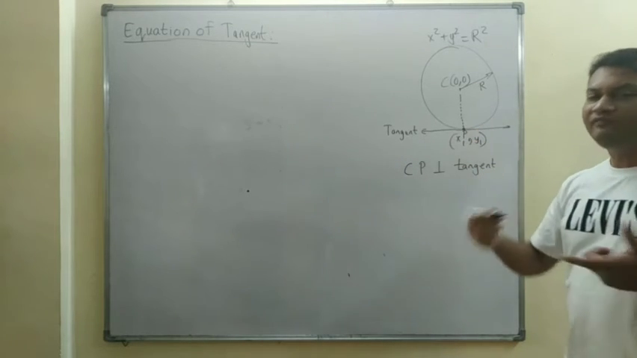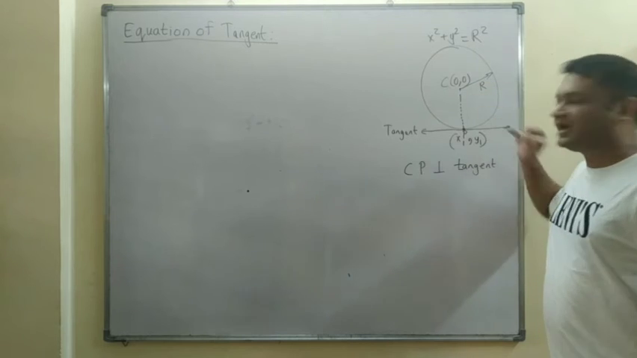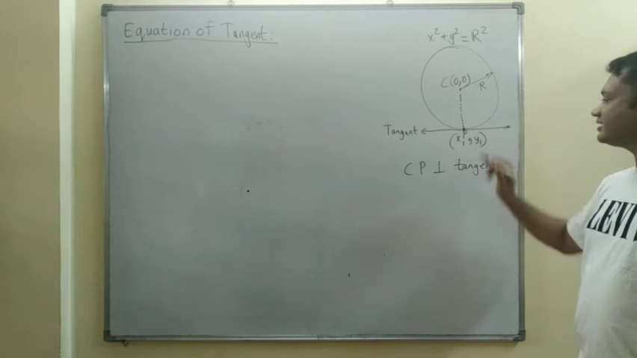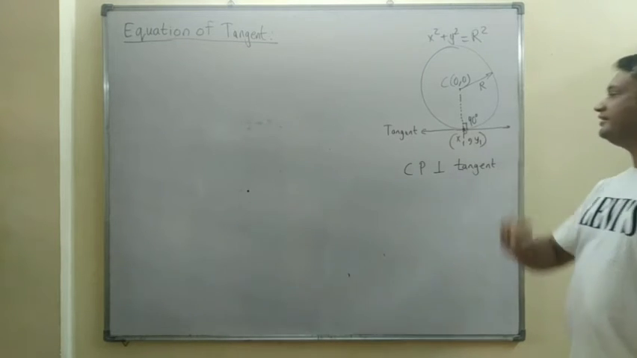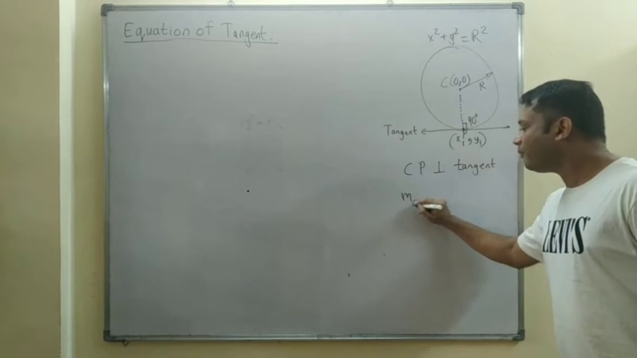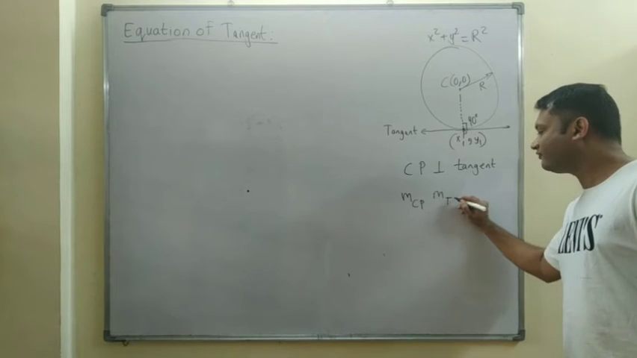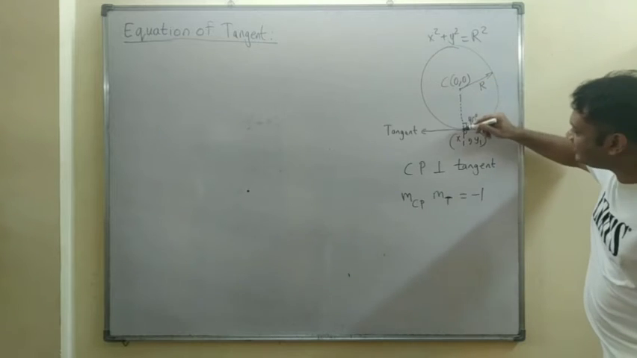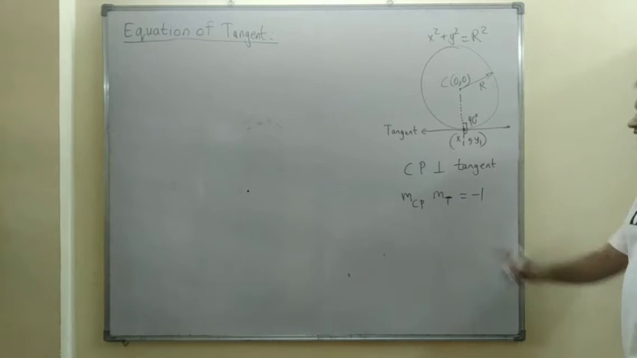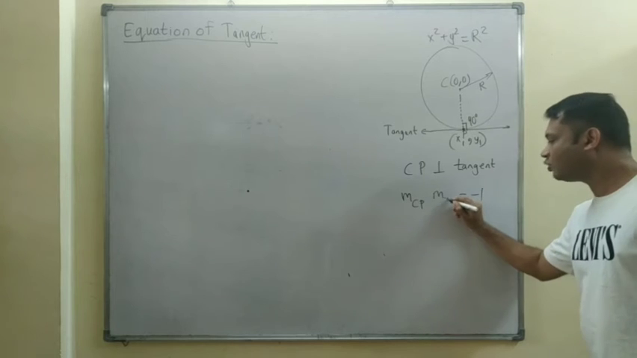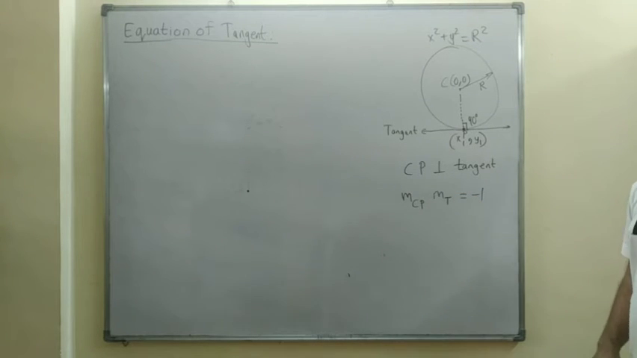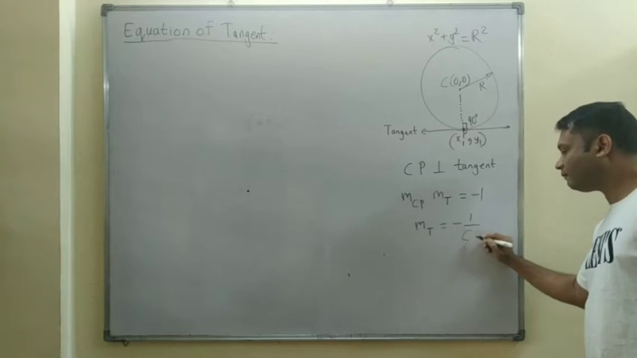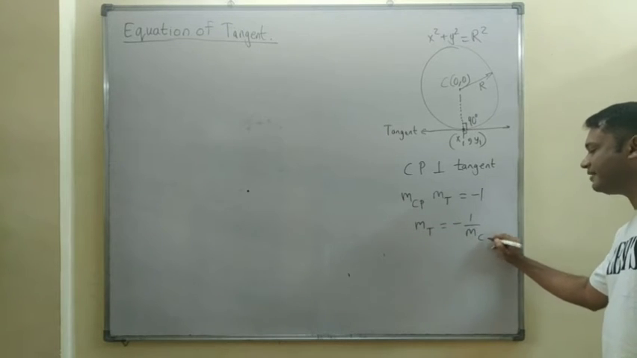CP is normal. We know tangent makes angle 90 degree with the radius at that point. Okay, so radius vector at that point makes 90 degree. So this angle is 90 degree. So I can say slope of CP into slope of tangent will be nothing but -1, because angle between CP and the tangent is 90 degree. So slope of CP into slope of tangent is -1. Now from this I can say slope of tangent is -1 upon slope of CP.